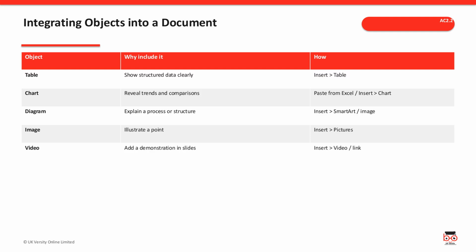A table shows structured data clearly, a chart reveals trends, a diagram explains a process, and an image or short video illustrates a point, each inserted with a couple of clicks. For instance, you might paste a chart straight from Excel into a Word report to back up your figures. It's these integrated objects that lift a document from plain text to something genuinely informative.